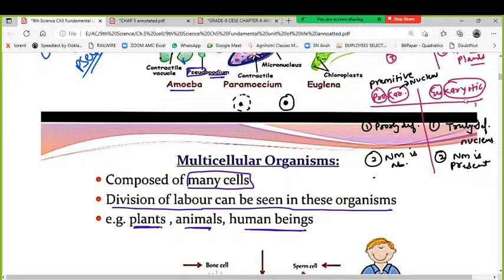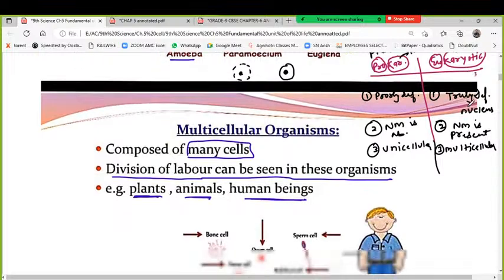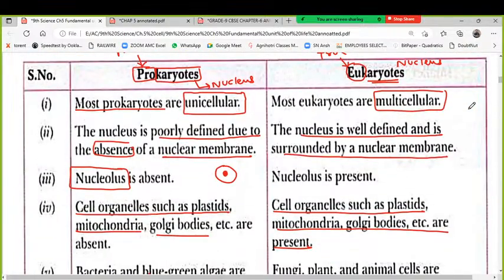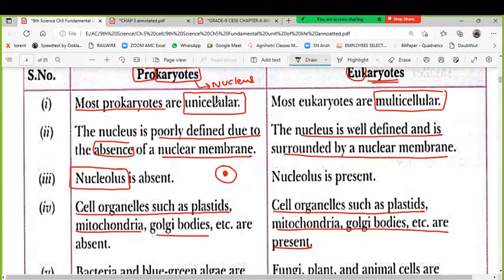And mostly unicellular organisms are prokaryotic. And here multicellular organisms are generally eukaryotic. Okay, I have differences here for you. Most prokaryotes are unicellular. Most eukaryotes are multicellular. The nucleus is poorly defined due to absence of nuclear membrane. The nucleus is well defined and is surrounded by nuclear membrane.